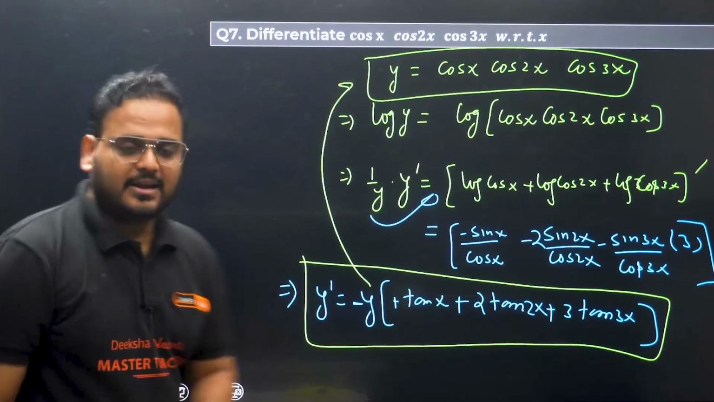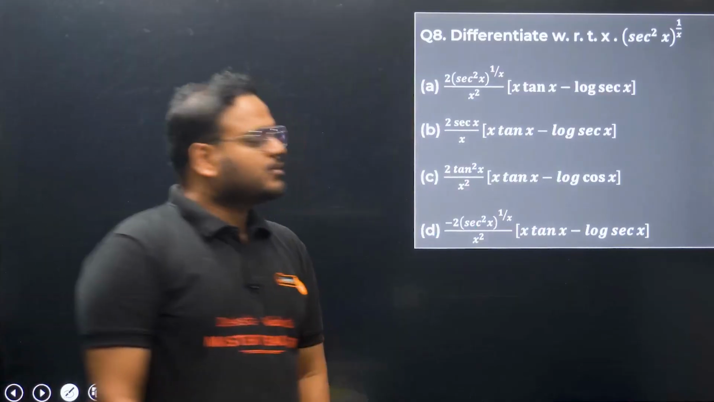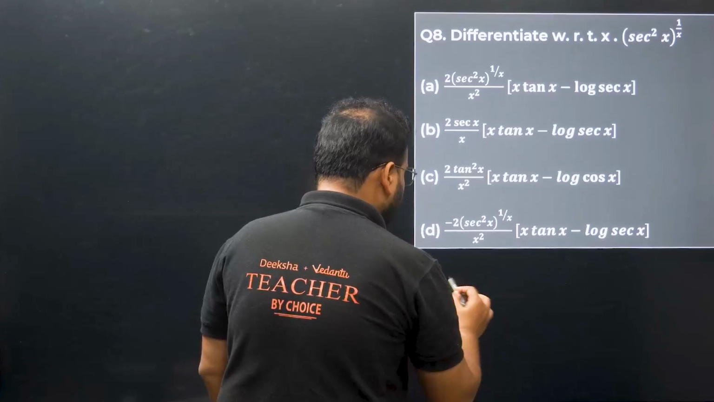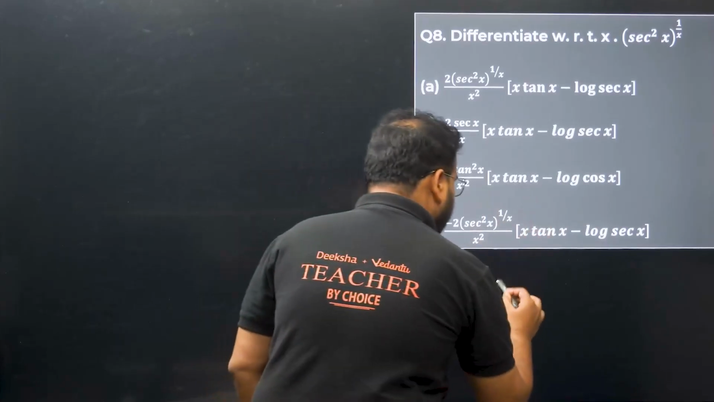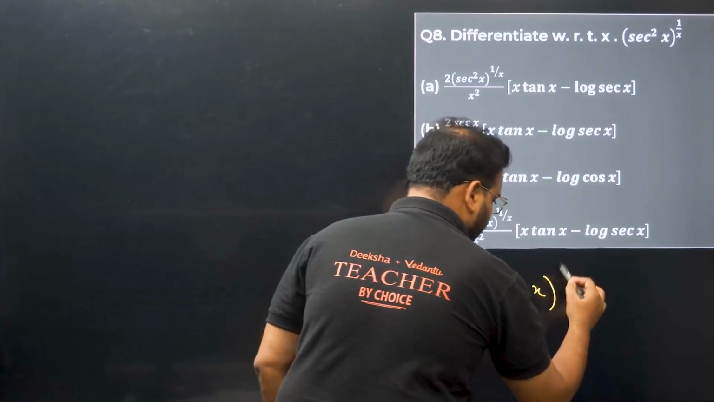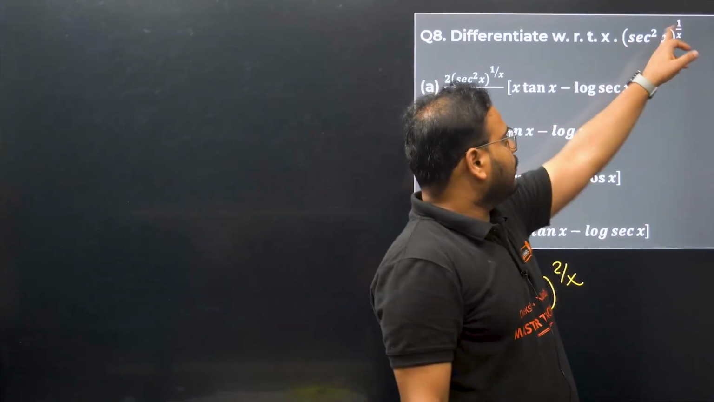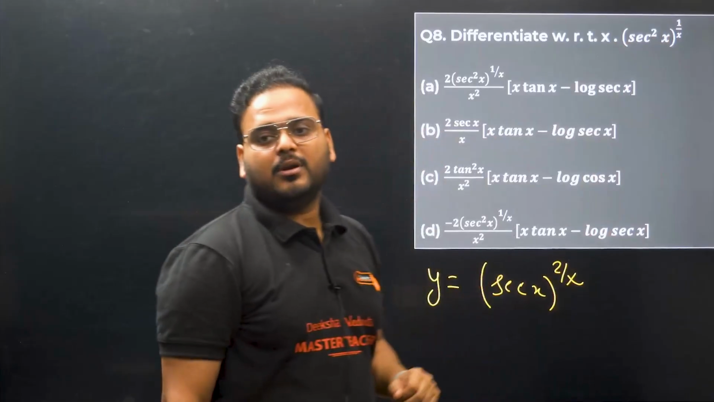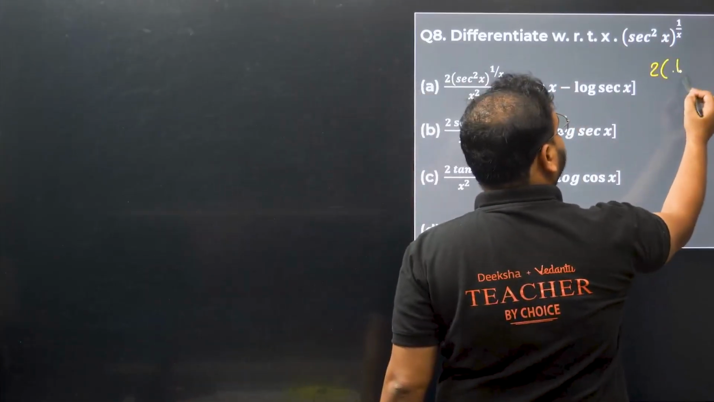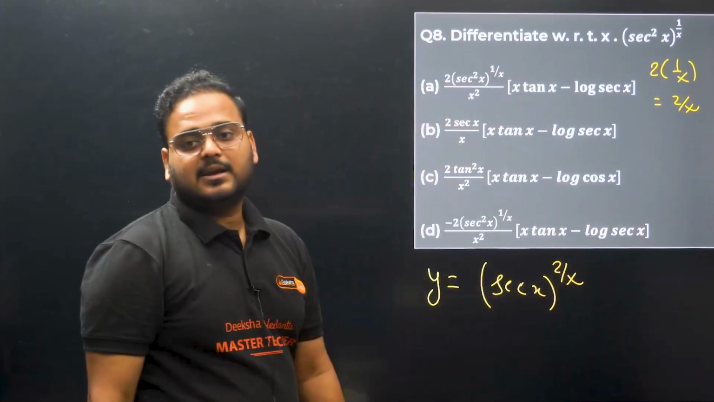Question number 8, let's solve now. Differentiate with respect to x, sec square x to the power 1 by x. So write this first, y equals to, write this as sec x power 2 by x. How come? Power rule, right? Power gets multiplied. 2 times of 1 by x is nothing but 2 by x.